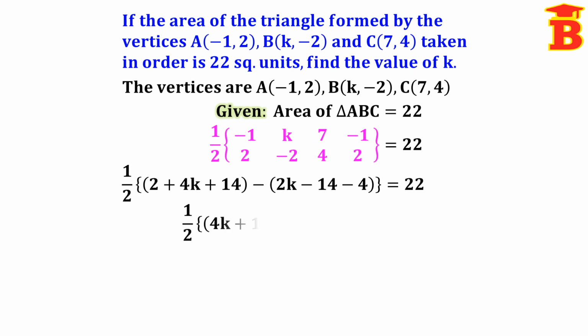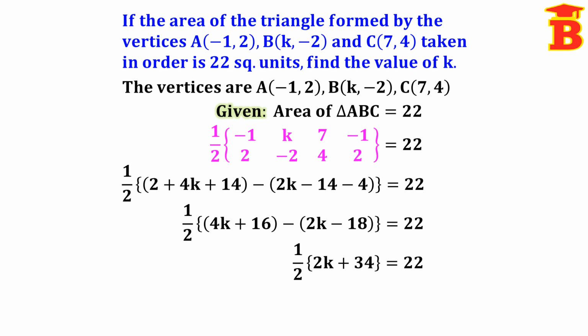So this is half into first bracket 4k plus 2 plus 14, 16. Minus second bracket 2k minus 14 minus 4 minus 18, equal to right hand side 22. So this is half into 4k minus 2k, that is 2k. 16 plus 18, this minus into minus plus. So 16 plus 18, 34.